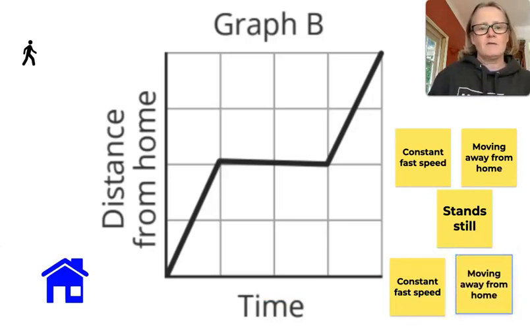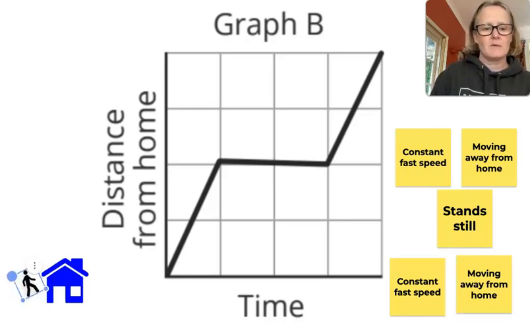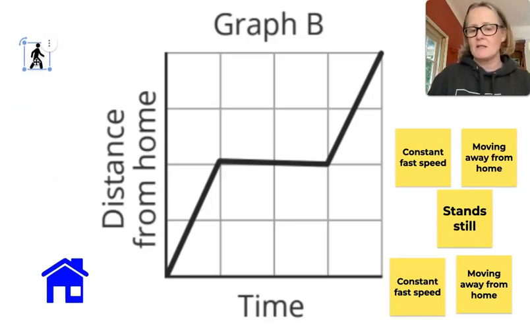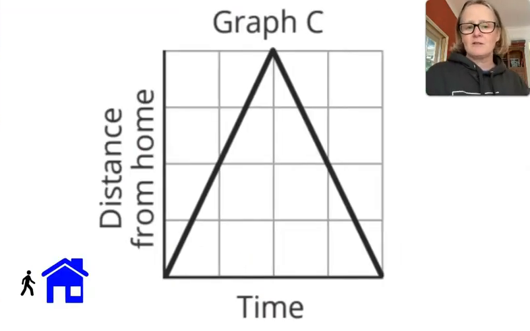So here's our little man. He has a constant speed away from home, stands still for 2 blocks of time, and then a constant speed away from home. Both of these speeds are the same as each other, but they're faster than graph A. Let's have a look at this next graph. Graph C, something different is happening again.